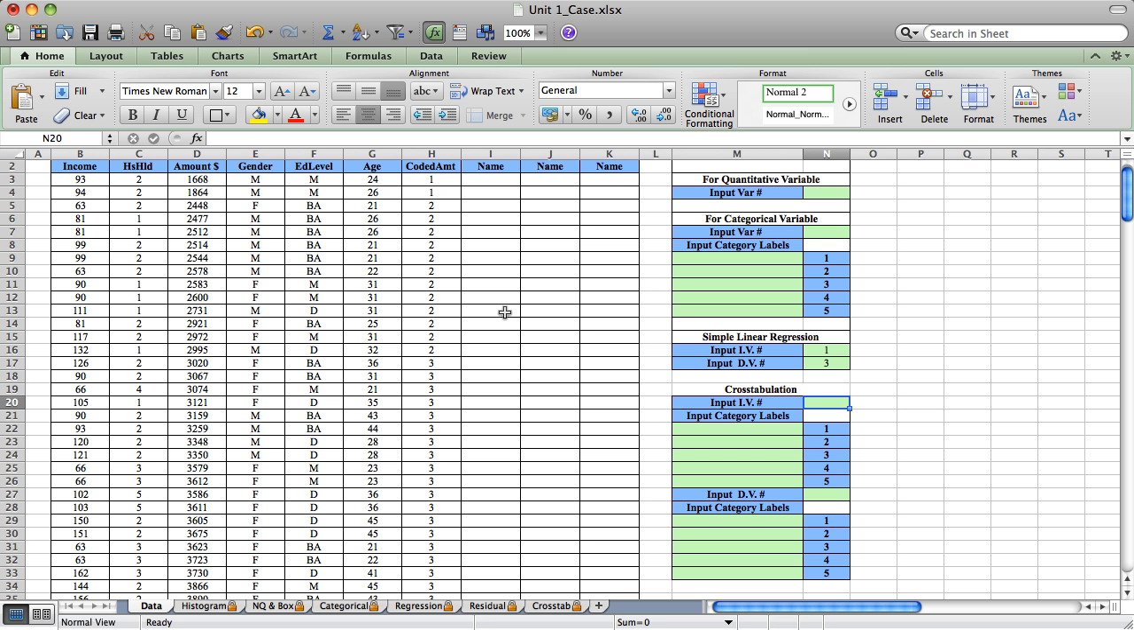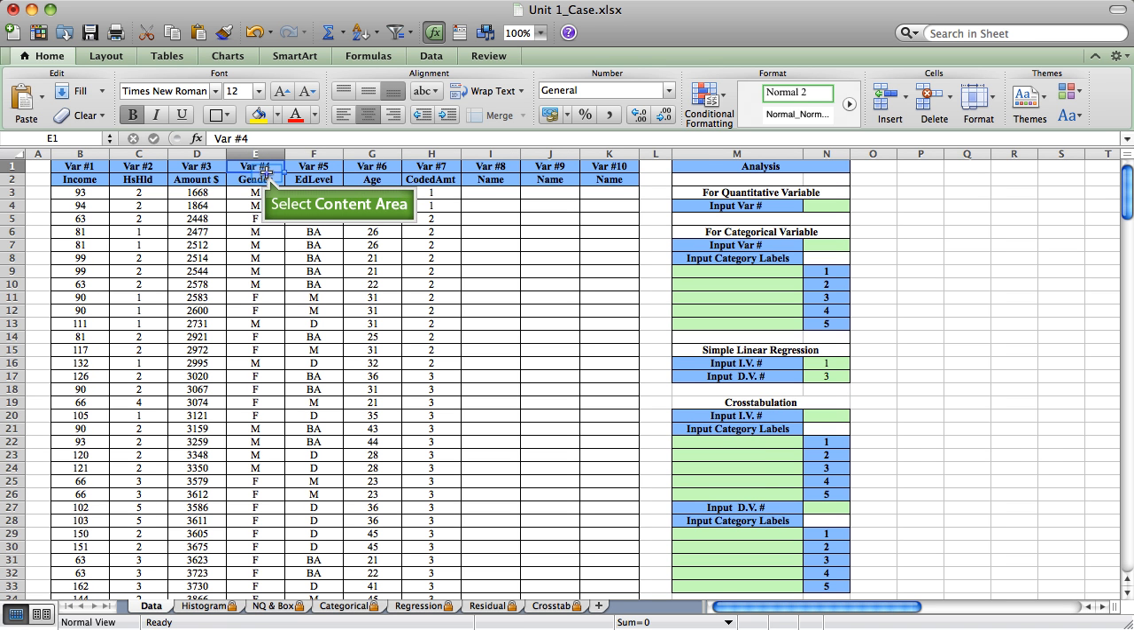So here we are back at our Excel sheet, and now we're going to consider the following research question. What effect, if any, does gender, which is variable 4, have on the amount charged? Now, amount charged, variable 3, is quantitative, but in order for this to work on our crosstab, we need to recode the amount charged into categories. We need to do this because our independent variable gender is categorical.